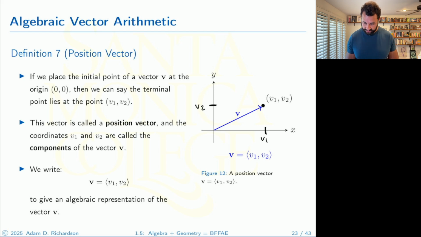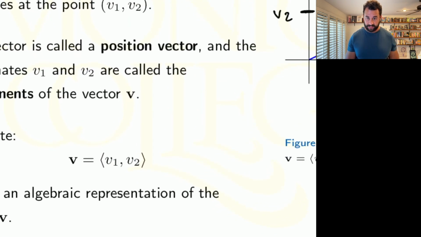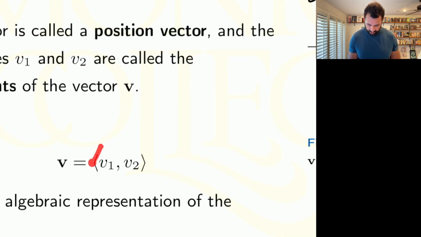All right. So these things here, v1 and v2, are called the components of the vector. And we can express this vector algebraically like this. v equals v1, v2. One thing I want to point out here, though, is that these are angled brackets. They are not parentheses. They're angled brackets, and we use those to indicate a vector. So again, we're distinguishing between points and vectors. Points and vectors are not the same thing.